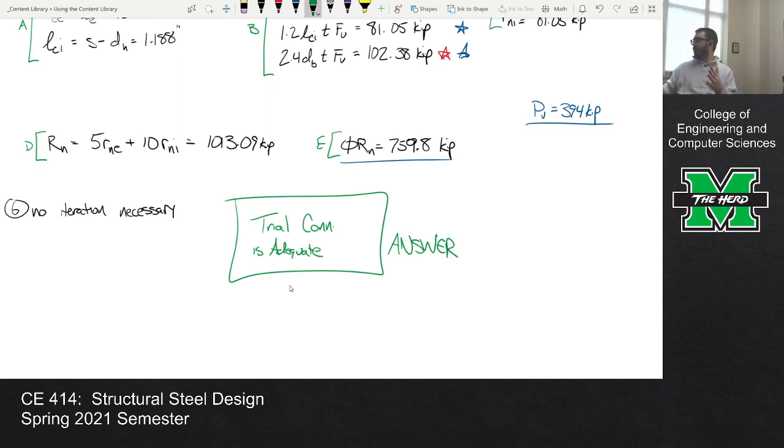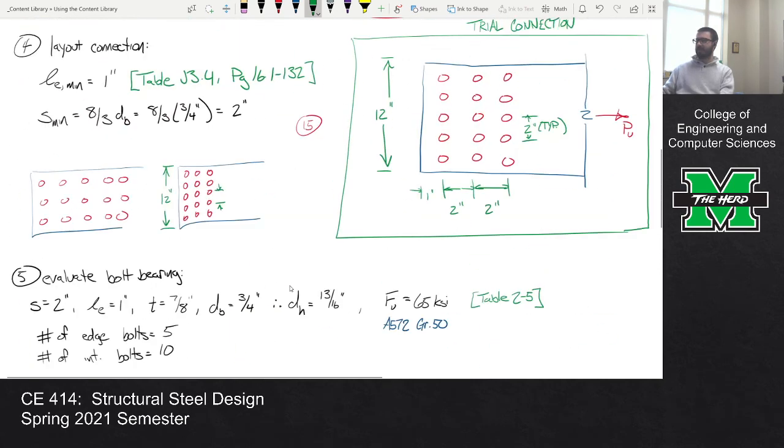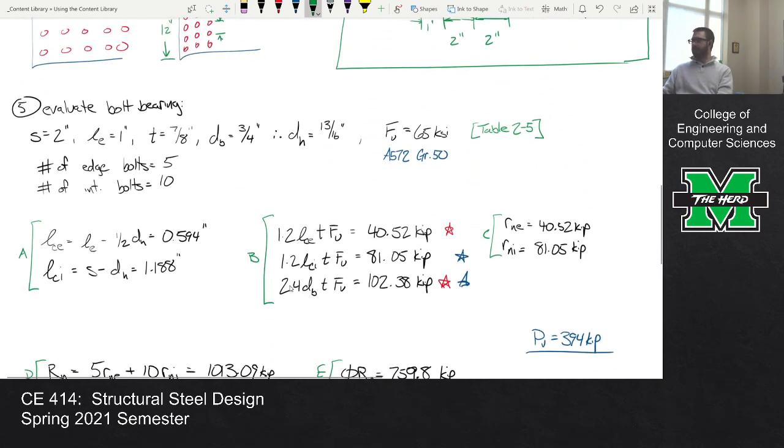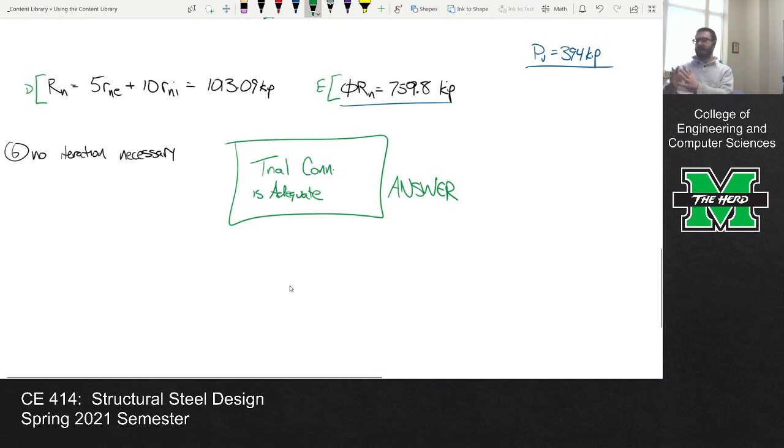So we were supposed to design a connection. There's your connection right there. What do you think? Any questions?